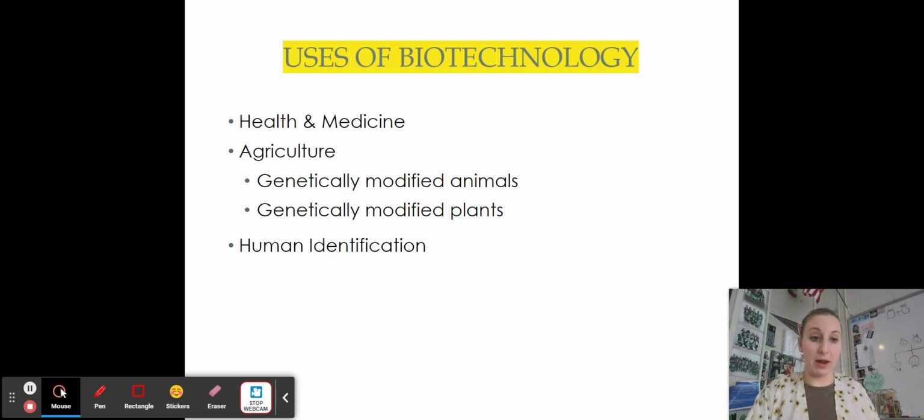Biotechnology can be used in health and medicine: developing treatment options, developing medications, and developing ways so that if somebody has a genetic disorder, maybe their cells don't recognize that disorder anymore. It's used in agriculture, with genetically modified animals and plants. Biotech can also be used in human identification, for example if somebody goes missing or has amnesia and doesn't know their name. Biotech can be used to identify that person. 23andMe and Ancestry.com also use biotechnology to say, okay, this is where you come from.